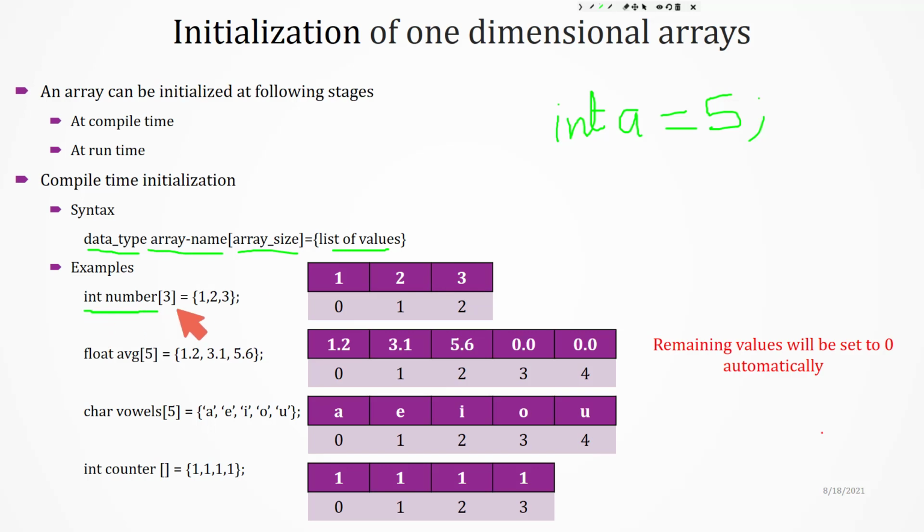int number[3] = {1, 2, 3}. Here we know the size of the array is 3. In the first cell 1 will be stored, in the second cell 2 will be stored, and in the third cell 3 will be stored. And these are the index values. We all know the first cell has index value 0, the second cell has index value 1, and the third has index value 2.